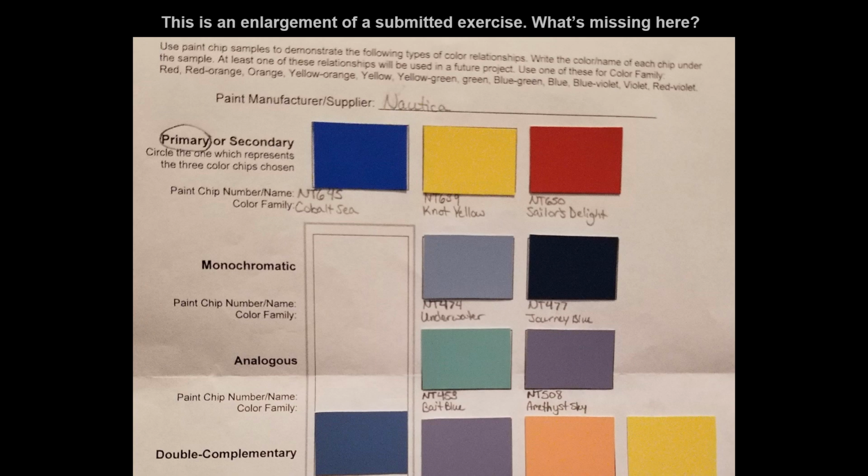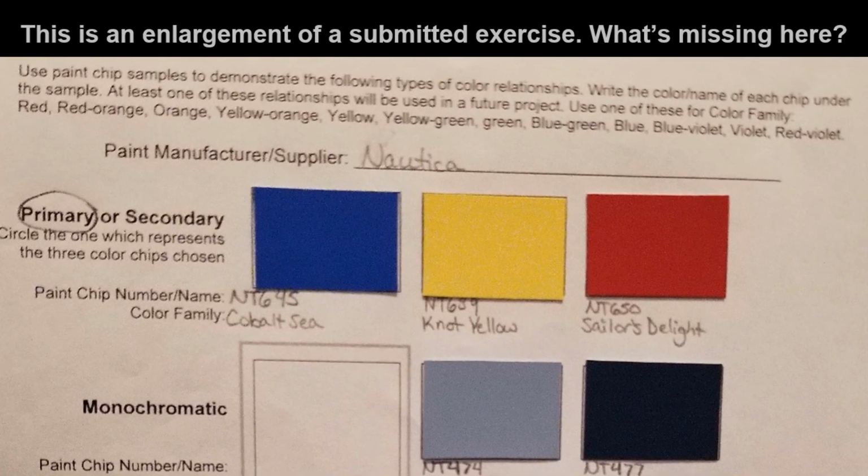Notice in this particular one, there's something missing. They did circle that, great. They did put the names here, fine. But what is the color family? Cobalt C is not a color family. Cobalt C is the name of the color. That's basically that top part, even though it did two lines of it.